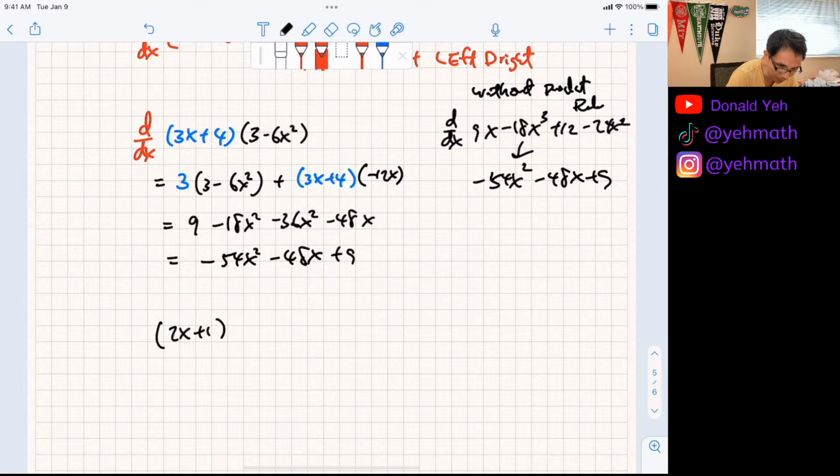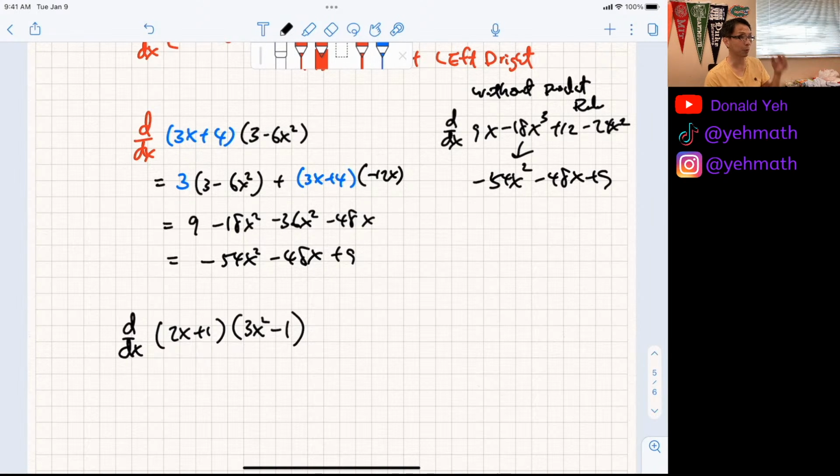Let's say 2x plus 1, and that times, I don't know, 3x squared minus 1. I want you to take a derivative of this and use a power rule. And we're going to tell you which situation you have to use product rule. There's no distribution going on.